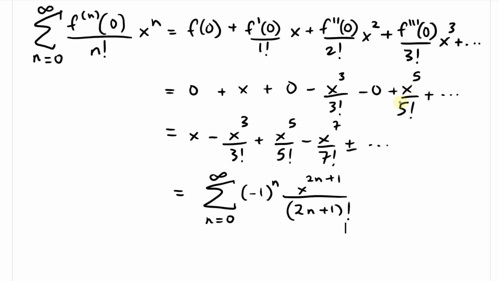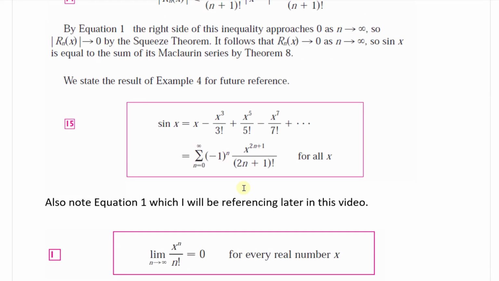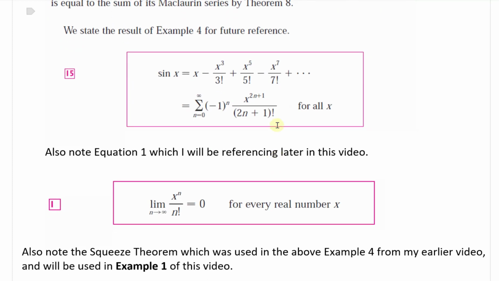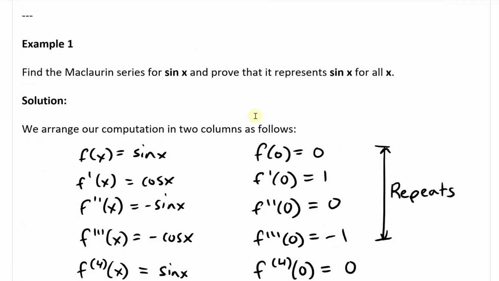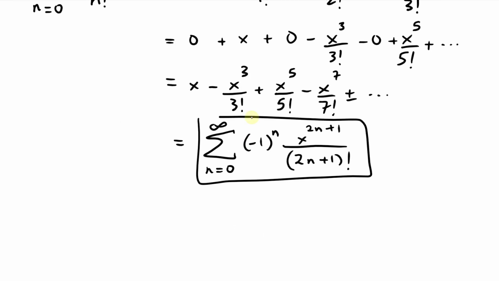Like this. And now let's just double check with our previous example from my earlier video. So here we have the summation from n equals 0 to infinity of negative 1 to the power of n times x to the 2n plus 1 divided by 2n plus 1 factorial. That's for all x values, as is this one here. So I'm just going to box this out like that.